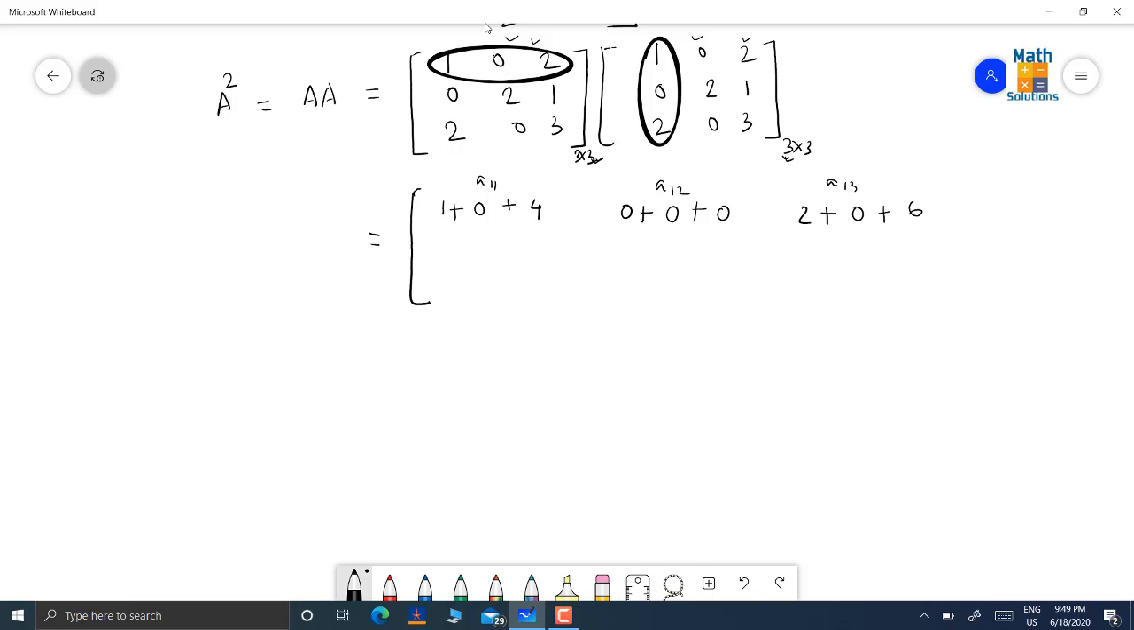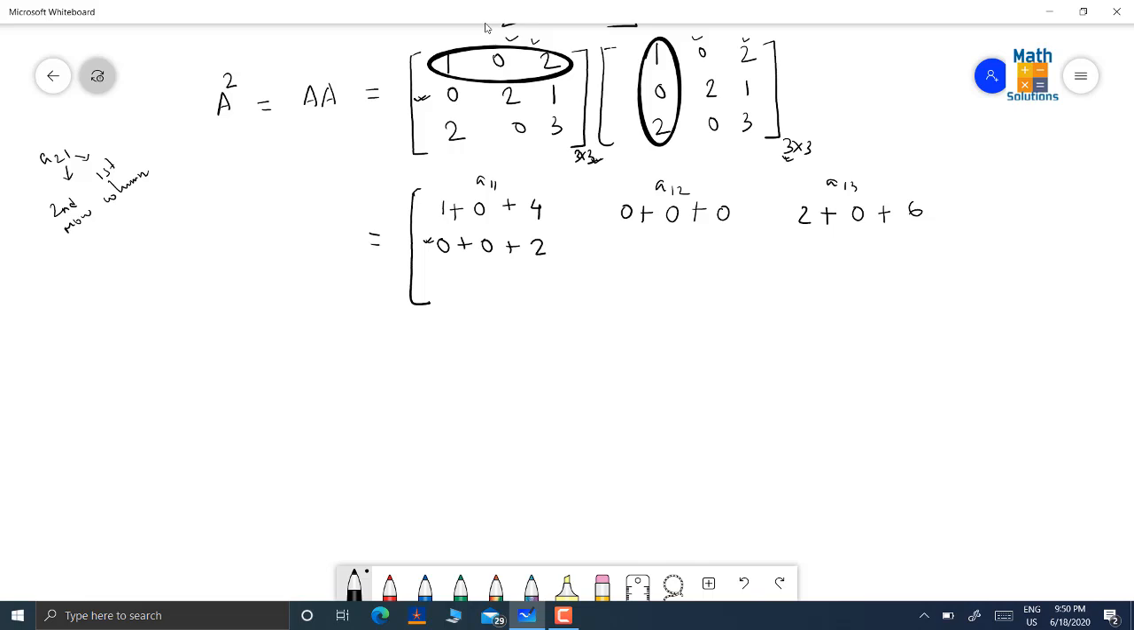Then after, for this position, this is what? A21 position. So of course A21 here, A21 means what? This is second row of first matrix and this is first column of the second matrix. So here we multiply, 0 into 1 will be 0, plus 2 into 0 will be 0, plus 1 into 2 will be 2 here.